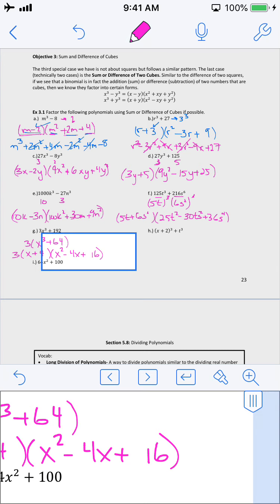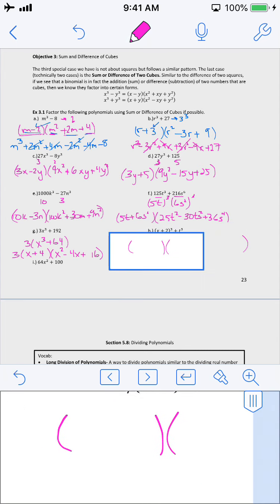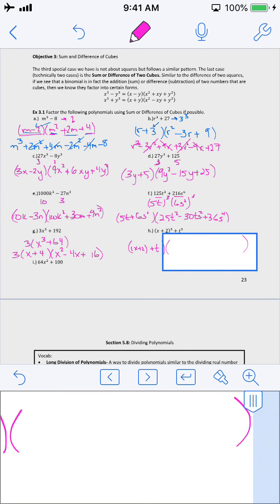All right, looking good. Okay, another idea here about substitution, right? This is a cube. It's just a cube of a polynomial, not a cube of a variable or a cube of a number. So this is a cube. So I can split it up. Okay, so this would be x plus 2 plus t. Over here, I have x plus 2 squared minus x plus 2 times t plus t squared.